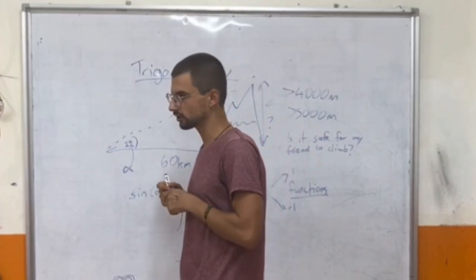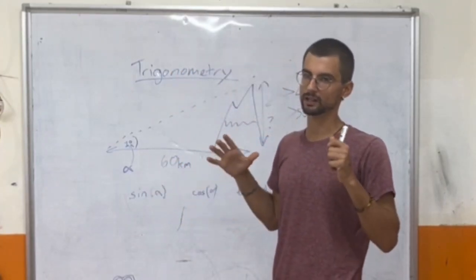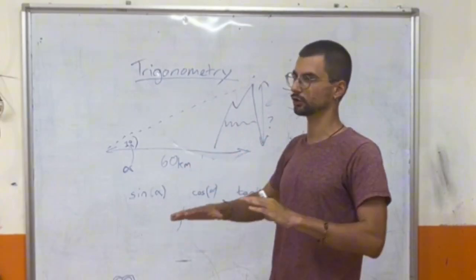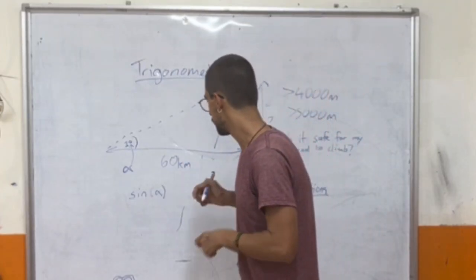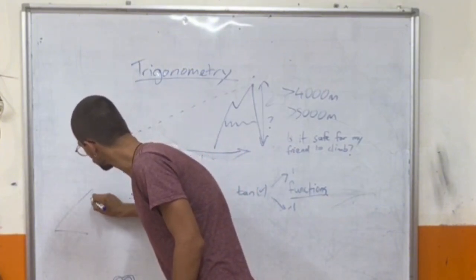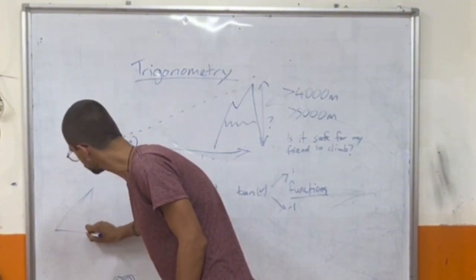Now we have a definition, which is something very fundamental in maths. Definitions are the very foundational rules of how these things work. So we define, first of all, let's draw a triangle, okay?